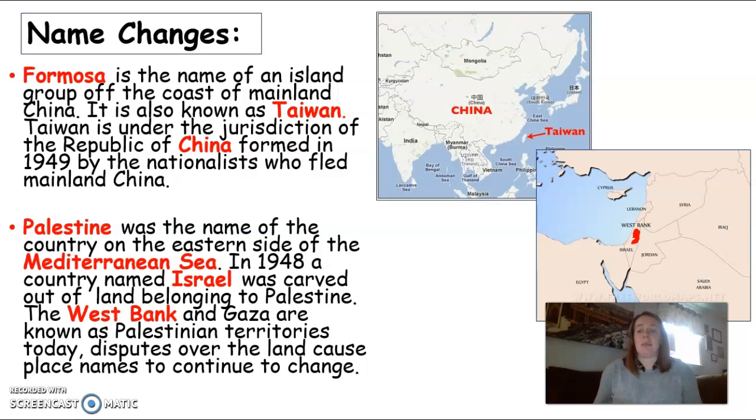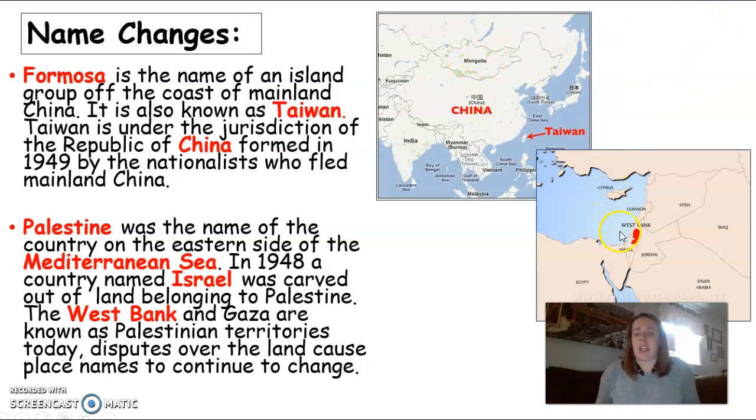Okay, now let's talk about a few specific areas where the names of places have changed. So the first place we talked about this year was an area called Formosa. Now, Formosa is the name of an island, if we look at my little map up here, off the coast of mainland China. It is also known as Taiwan. So this was a little island called Formosa, and its name changed to Taiwan after the nationalists fled mainland China. So, an example of a name change.